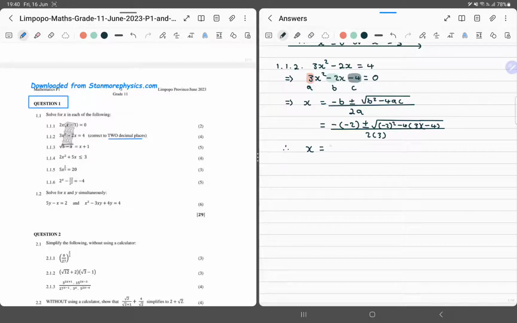So this is 1.542 decimal places, or our x is going to be equal to, let's just go back here, at least this one saves us from an unnecessary long process.